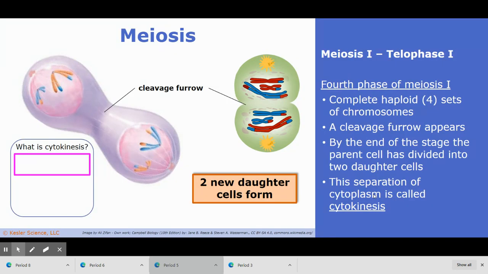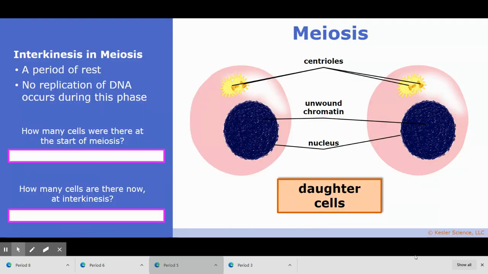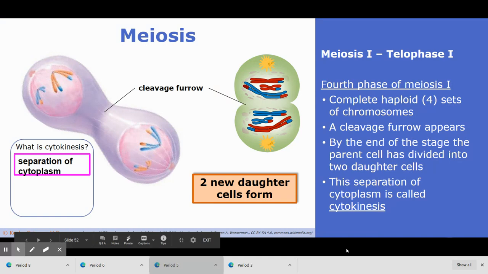Then we move on to telophase 1. This is the last part of meiosis 1. At the end of this, you're going to have 4 sets of chromosomes in these pictures here. And a cleavage furrow is going to begin to appear. And the cell is ultimately, after cytokinesis, going to have the separation of the cytoplasm, and you'll end up with 2 separate cells at this point. So you're going to pause the video and answer, what is cytokinesis? So cytokinesis is the separation of the cytoplasm.